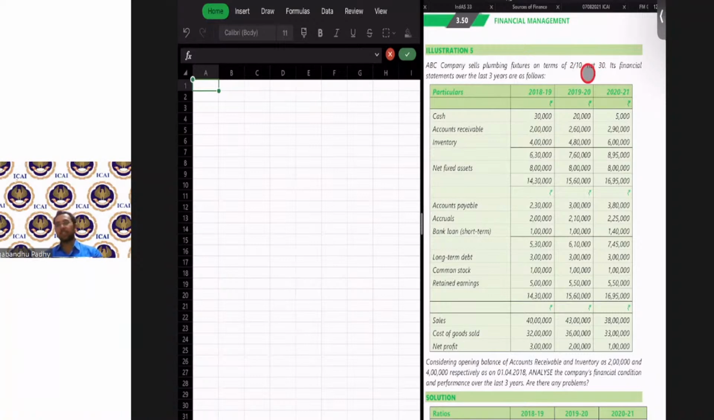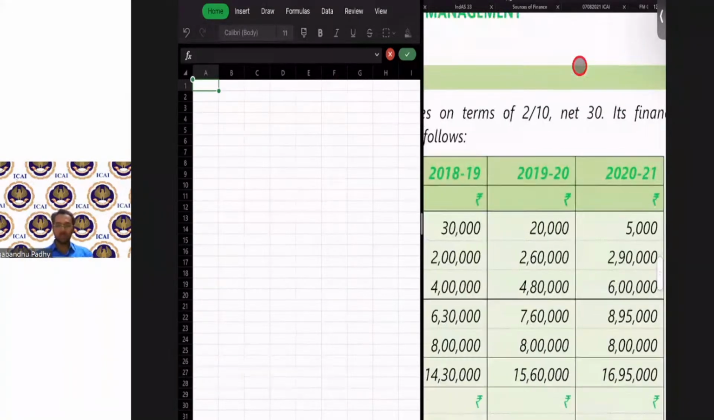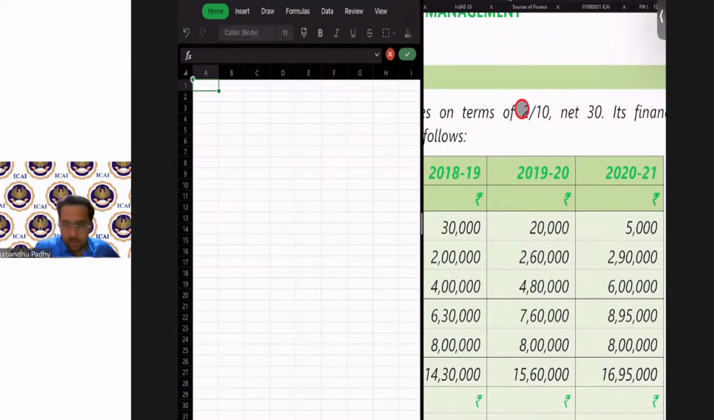So plumbing fixtures on terms of 2 by 10 net 30 simply means that these are the credit terms it offers to its debtors. Debtors are told that if you pay within 10 days, you will get a discount of 2%. If the debtors pay by the 10th day of sale, they'll get a discount of 2%. And if they don't want the discount, they need to pay by the 30th day.